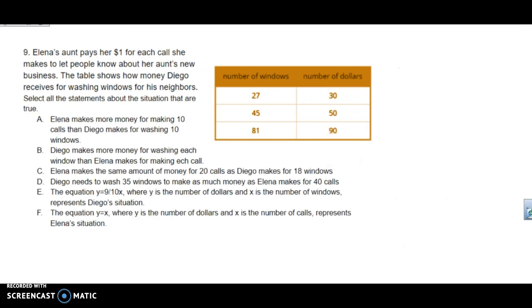Alright, looking at question 9, it says Elena's aunt pays her $1 for each call that she makes to let people know about her aunt's new business. The table shows how much money Diego receives for washing windows for his neighbors. I'm going to select the true statements. So we know over here that Elena is making $1 per call.